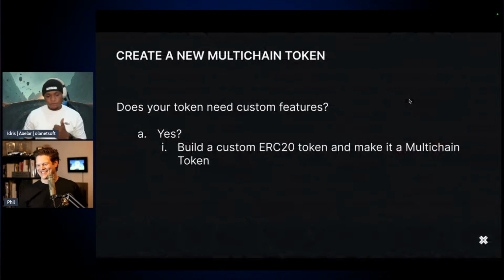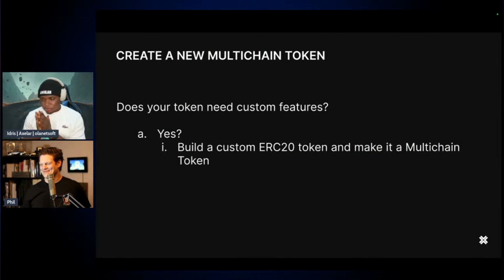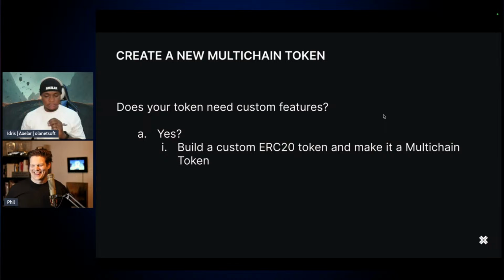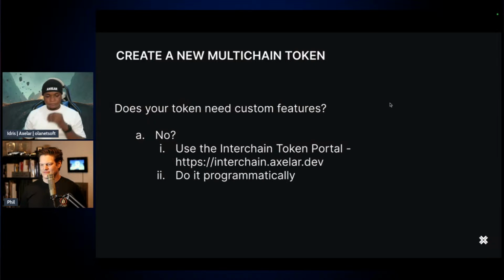So the first question you want to ask is, does your token need customization features? Like, do you need custom features? If you need custom features, then it's very simple. Just go and build a custom ERC-20 token and make it a multi-chain token by deploying the token manager and then linking it up as an interchain token. Feel free to check our docs.axelar.dev to find all the other information that you need to do this custom functionality.